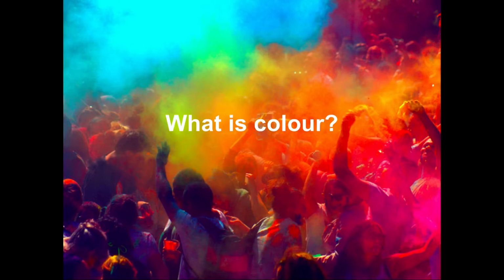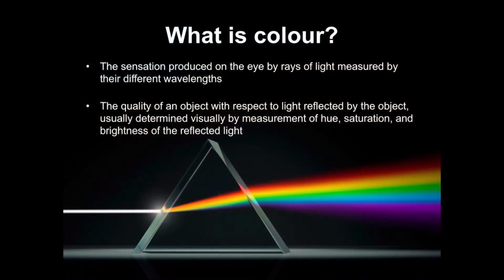We all know what colours are. We can name colours, but how do we define colours? There are different ways of doing it. It is the sensation produced on the eye by rays of light, measured by the different wavelengths. So the different wavelengths give us the different colours.